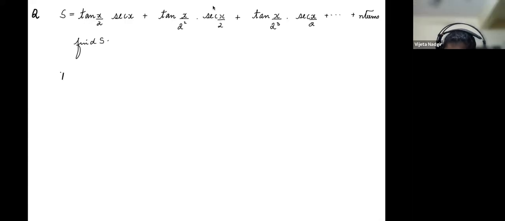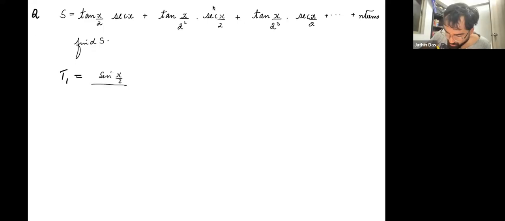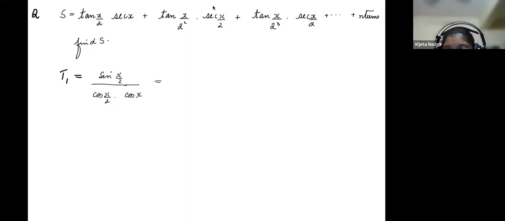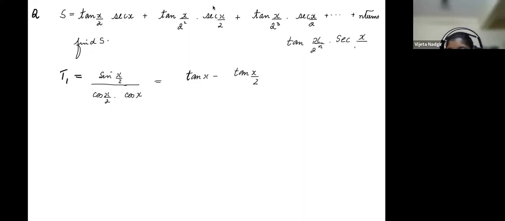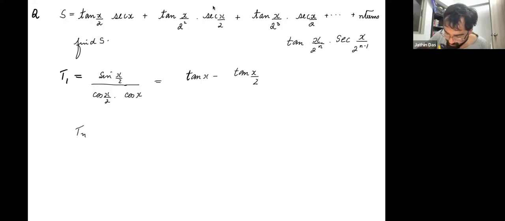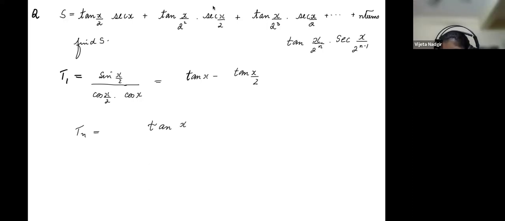tan x minus tan x by 2 raised to n. Okay, what did you do? x by 2, cos x by 2 into cos x. Okay, this is direct, no? So tan x minus tan x by 2. And the nth term will be tan x by 2 raised to n into sec x by 2 raised to n minus 1. Very good. So directly I can write tan x by 2 raised to n minus 1 minus tan x by 2 raised to n.